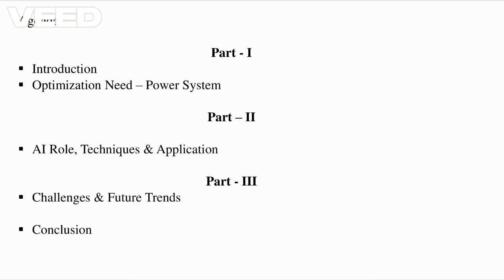So this public lecture is divided into three parts. In the first part, I'll introduce the topic and talk about why we need optimization in power system. In the second part, I'll talk to you about artificial intelligence role, techniques, and application in power system optimization. In the last part, which is part 3, and also concluding part, I'll look at some of the challenges and future trends when it comes to artificial intelligence in power system optimization, and also make a conclusion.